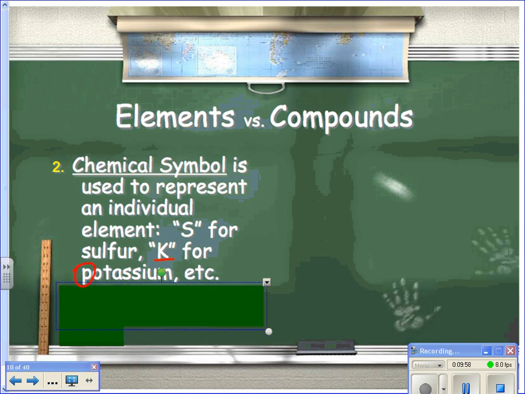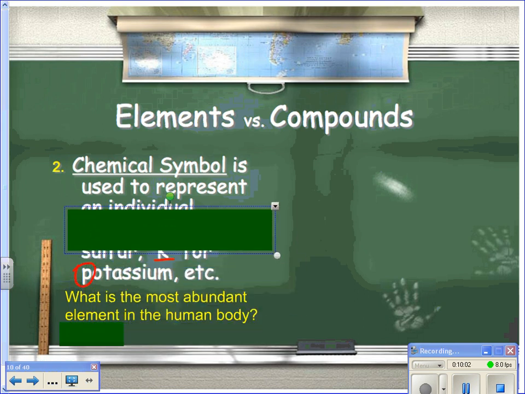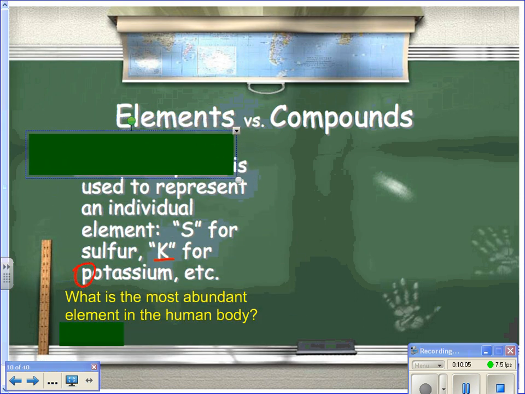In your text reading, you had this question to answer. The question asks, what is the most abundant element in the human body? The answer is oxygen. Does that surprise you? Oxygen is a gas. How can oxygen be the largest or most abundant element in the human body?